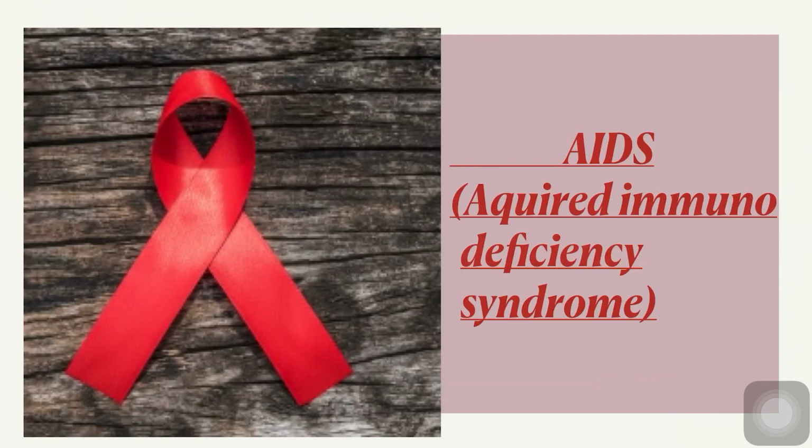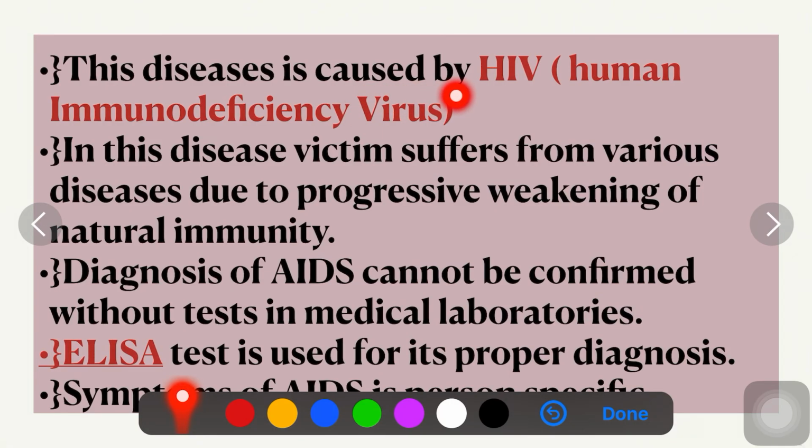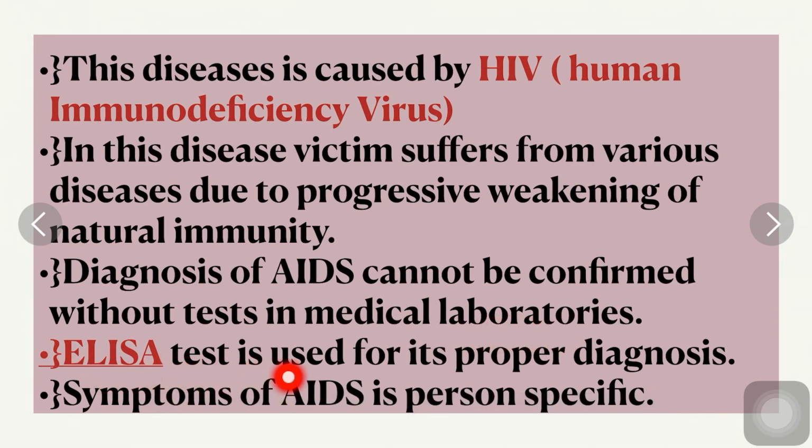Students, our next infectious disease is AIDS, that is acquired immunodeficiency syndrome. This disease is caused by HIV, that is human immunodeficiency virus. In this disease, the victim suffers from various diseases due to progressive weakening of natural immunity. Diagnosis of AIDS cannot be confirmed without tests in medical laboratories. ELISA test is used for its proper diagnosis.